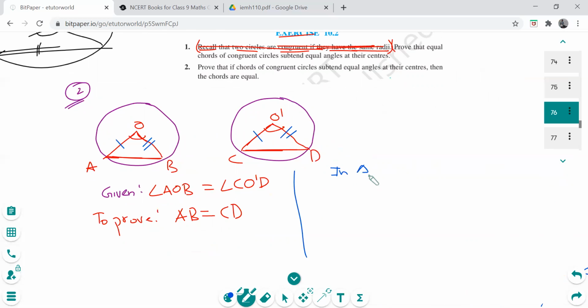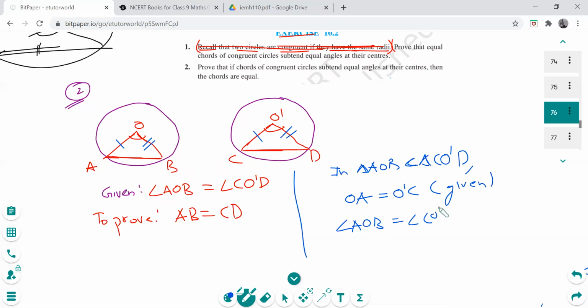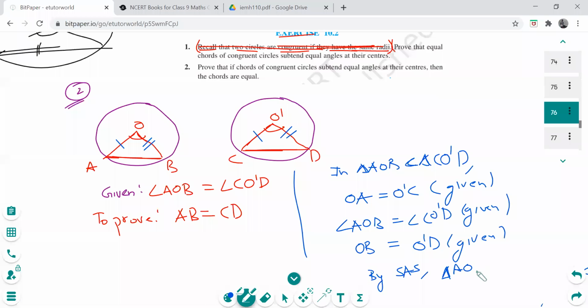You can say in triangle AOB and triangle CO prime D, SAS, OA is equal to O dash C. That's given, congruent circles. Angle AOB is equal to angle CO dash D. That's also given. And OB is equal to O dash D. Yes, the SAS will follow. So by SAS, triangle AOB will be congruent to triangle CO dash D.